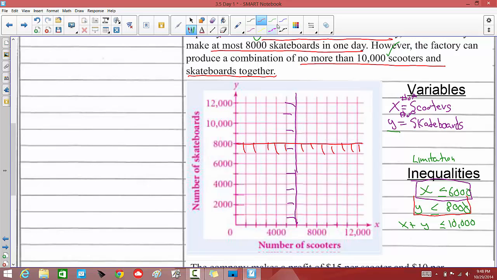And the last situation is this one right here. We'll do that one green. x plus y has to be less than or equal to 10,000. Well, to graph this, we might want to solve for y so we can graph a little bit easier. So I'll subtract x and put it over on this side. So I have y is less than or equal to negative x plus 10,000.